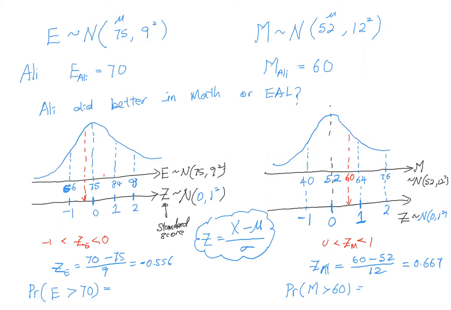So what is the answer for this one? Probability, percentage of people who did better than Ali in EAL. What is your answer? Amali? How many percent of people perform better than Ali in EAL? Muhammad, Amali? Let me calculate.